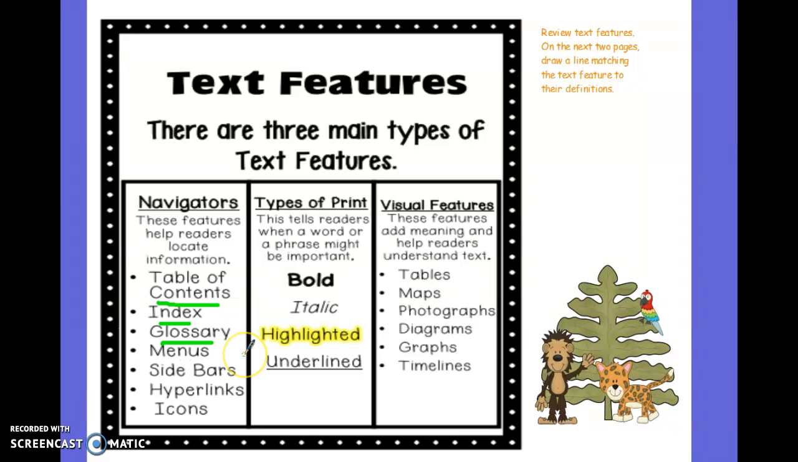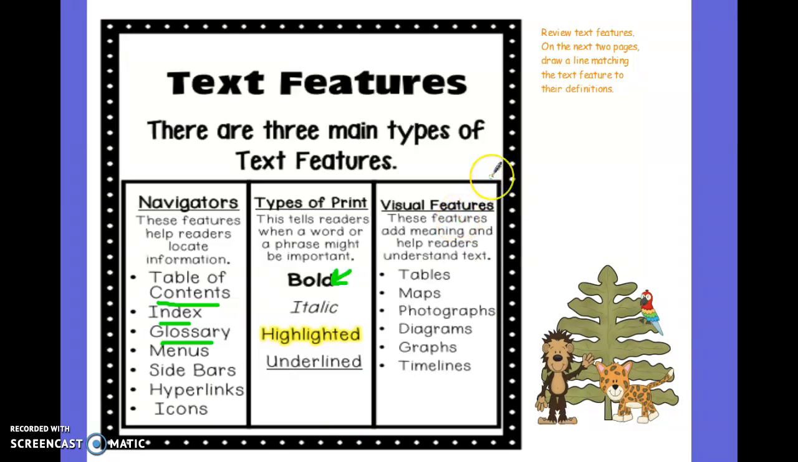Glossaries help you know what words mean from the story. Menus, hyperlinks, and icons are something you might see more on websites. Types of print are special text features. You may see bold words. We learned before that bold words usually mean that this word is very important. So you need to really study that word and make sure you understand it because it's an important word in the text. Italics, you may see certain words highlighted or underlined. Again, when you see these special fonts, it tells the reader a word or phrase is important.